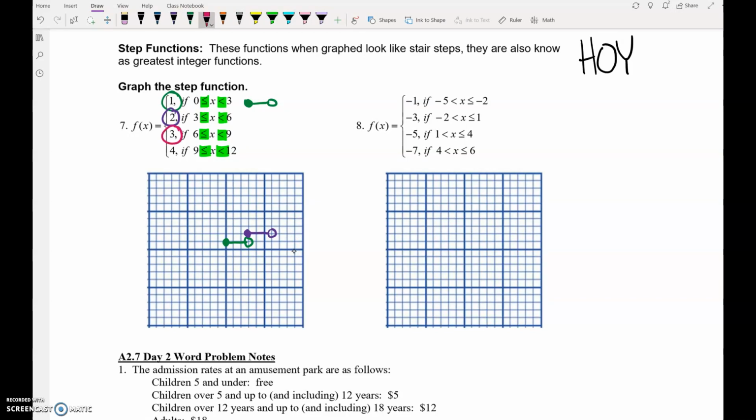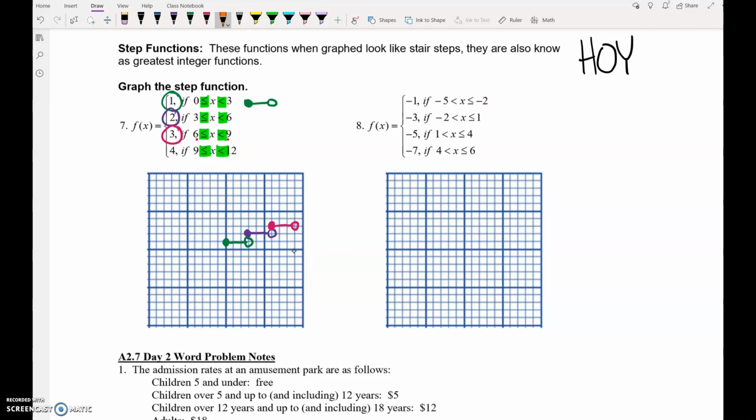Next, I'll do pink. Pink is a horizontal line at 3, but I don't want the whole horizontal line. I just want one piece of the horizontal line between 6 and 9. So 6, 7, 8, 9. Erase the part I don't want. Eventually, you'll get good enough at this that you won't have to draw the whole thing and then erase. You'll just be able to go between those x values.